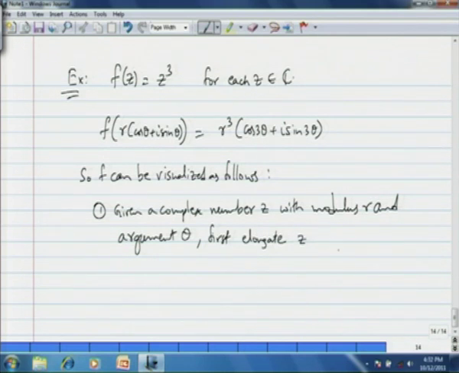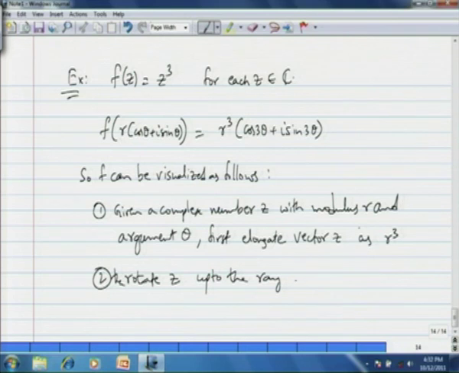z, the vector z, as r cube, and then secondly rotate z to an angle, then rotate z up to the ray phi equals 3 theta. Okay, so, let us see an example of how to do this.